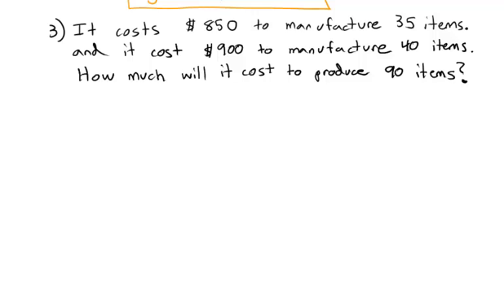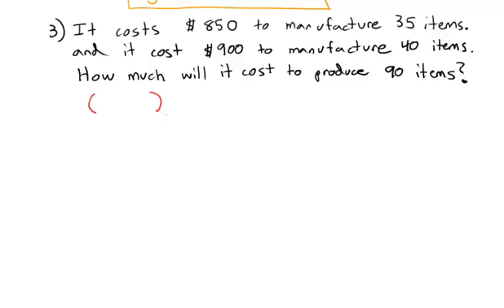Here we're not told what the starting fixed costs are to manufacture these items. We're also not told what the variable cost is or the rate is per item to produce. What we're given is information about each situation. So what we need to do is we're going to list these out as points. We can use the points then to find the slope, and the slope to find the y-intercept, and then we will have an equation.